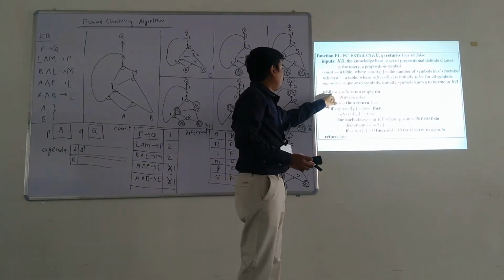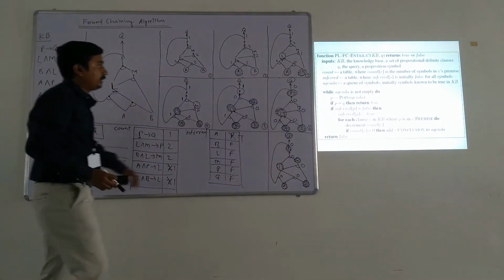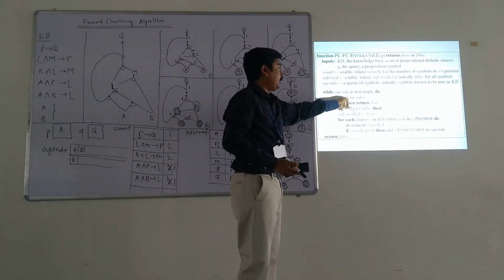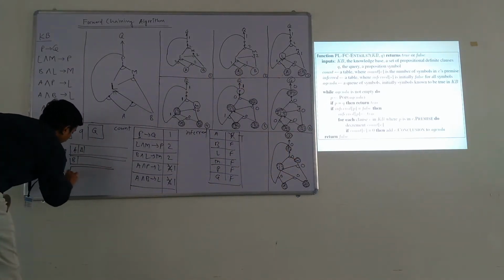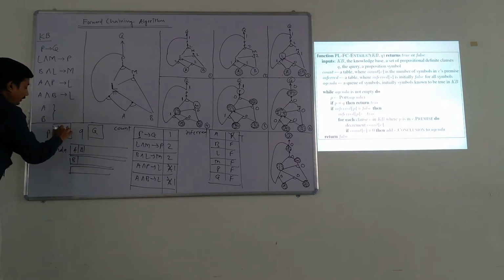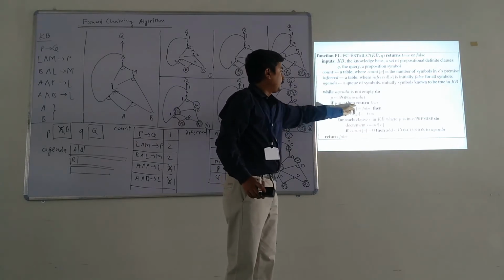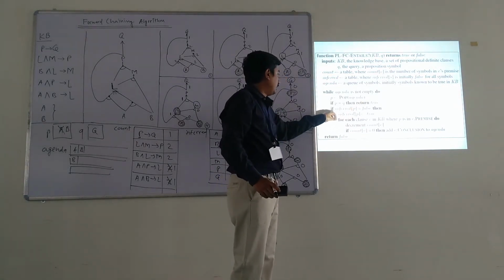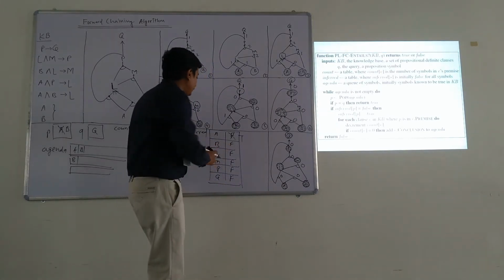Then next, while the agenda is not empty, our agenda is not empty, then continue. Then the element is popped. Now we will have an empty queue, and P is now B. Then whether B equals Q, no, then continue, otherwise return true. If inferred B is false, then make it true.